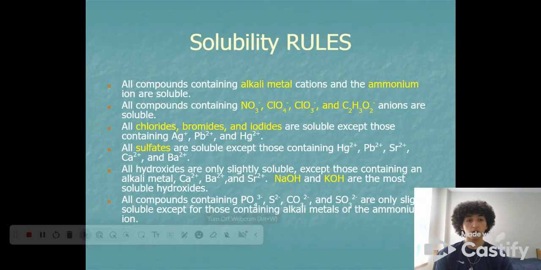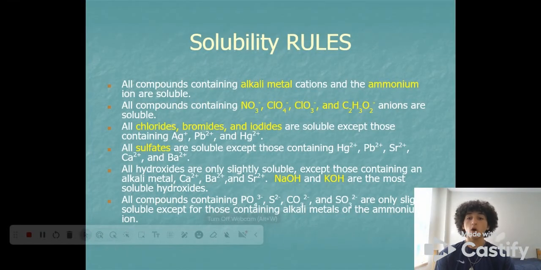Rule 3. All chlorides, bromides, and iodides are soluble except for those with Ag+, Pb2+, and Hg2+. So AgCl, PbBr2, HgI2, those are the exceptions that precipitate. Rule 4. All sulfates are soluble except for those with Hg2+, Pb2+, Sr2+, Ca2+, and Ba2+. So BaSO4 is insoluble. PbSO4 also insoluble.